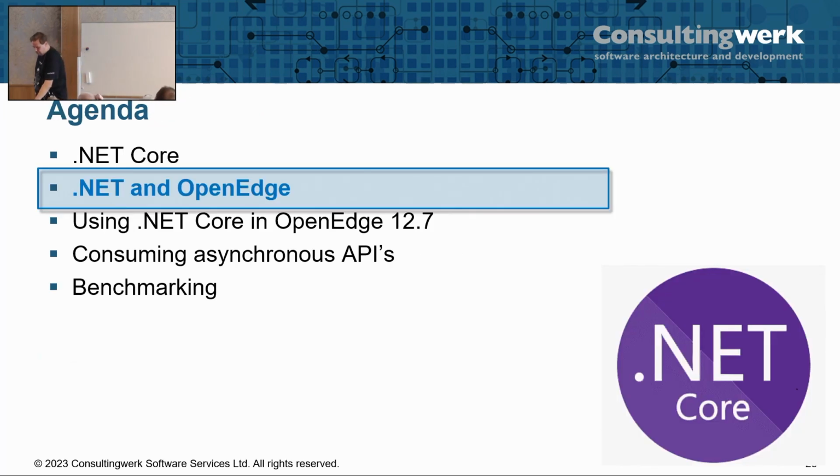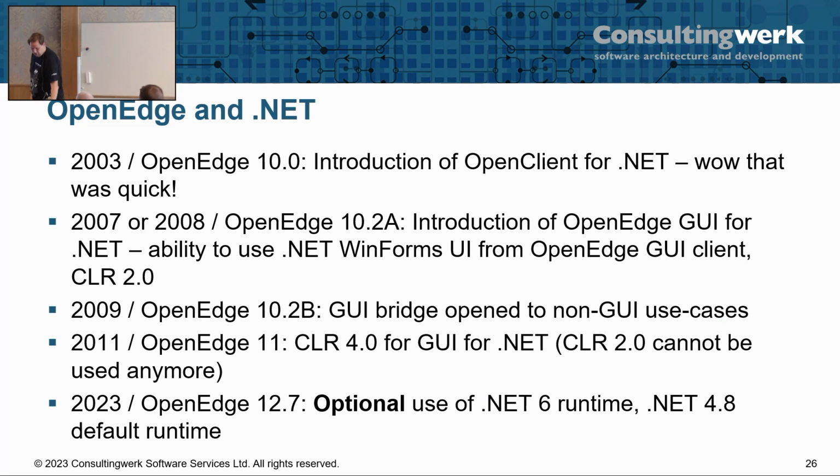So how did .NET and OpenEdge work together in the past? If you remember, the .NET Framework started in 2002. Progress had the first integration with .NET in 2003. I think that's pretty fast, especially for OpenEdge timescales. The .NET Open Client was released, allowing a .NET developer using Visual Studio to build applications that use the Open Client to connect to the classic OpenEdge AppServer at that time.